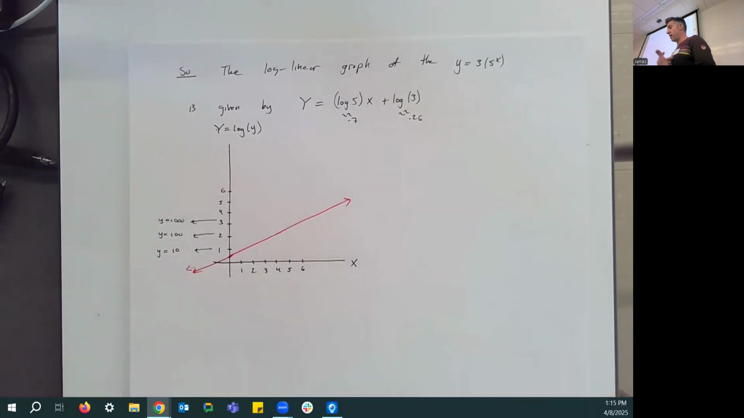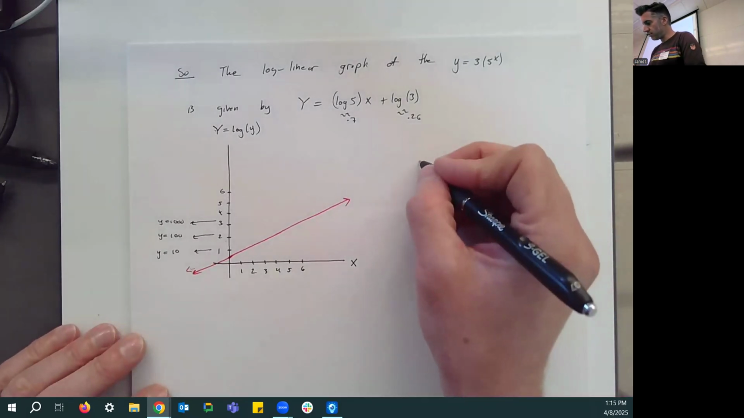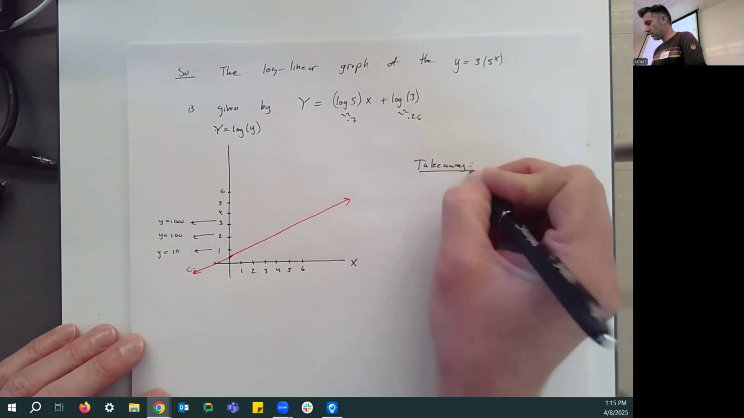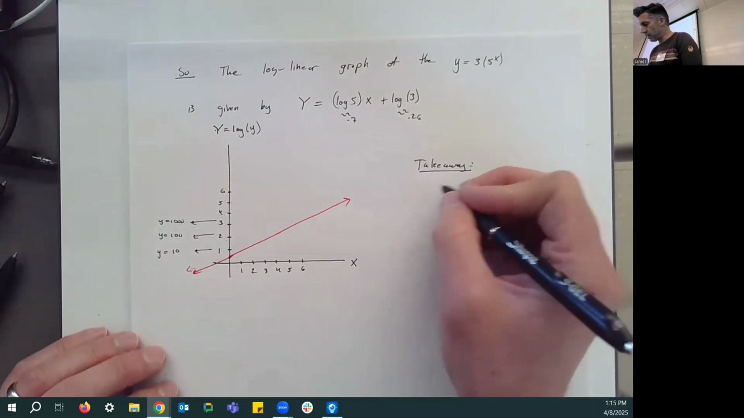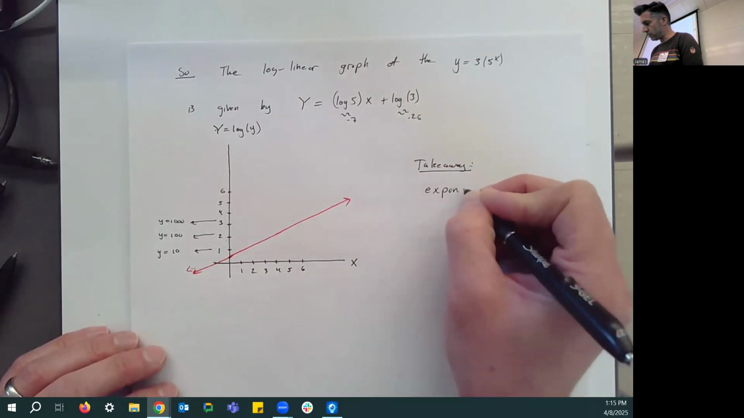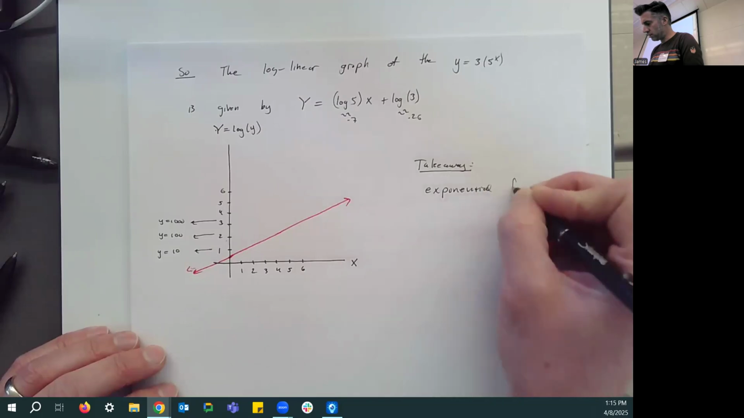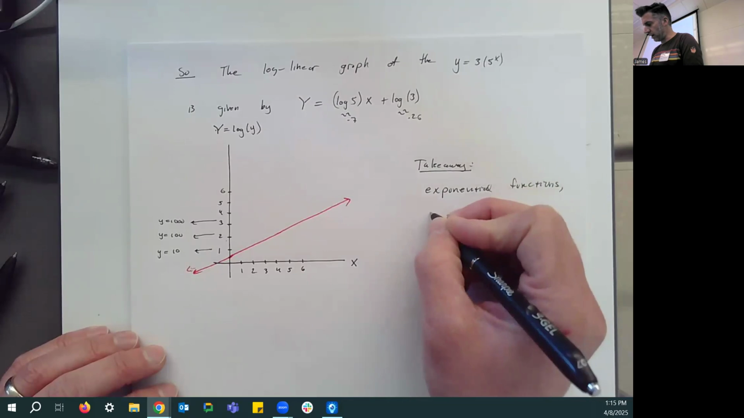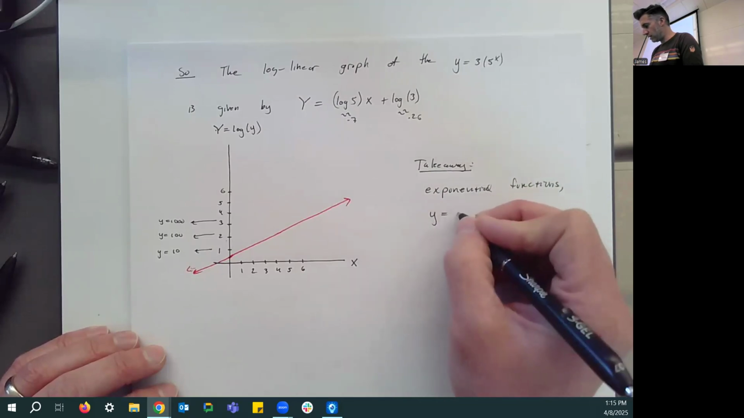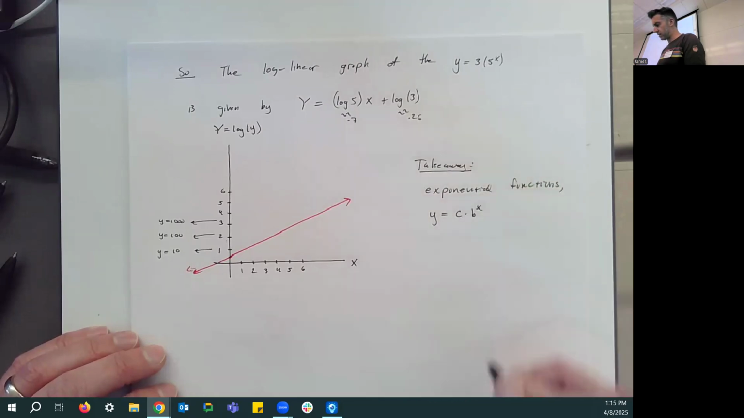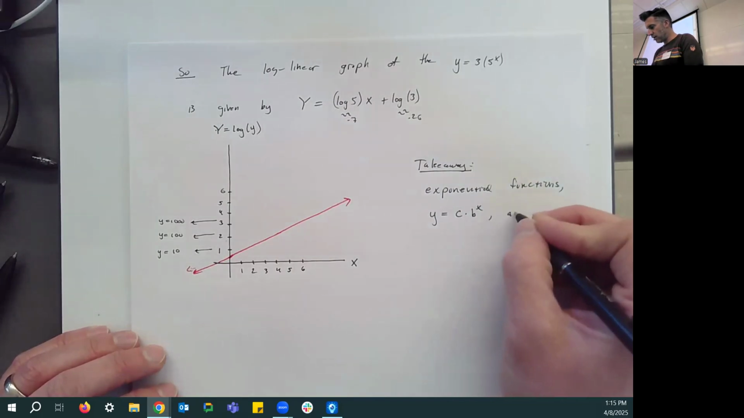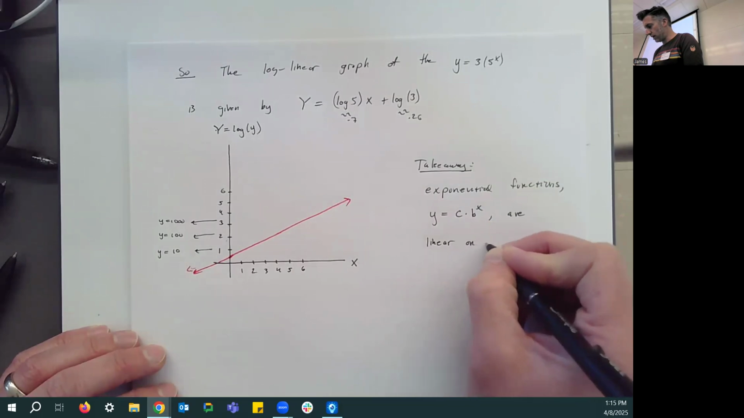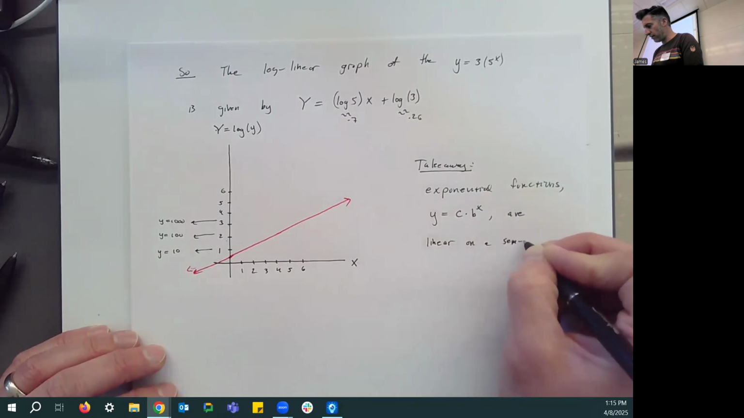I would say the takeaway here is that exponential functions, that is something like y equal to c times b to the x, are linear on a semi-log graph.